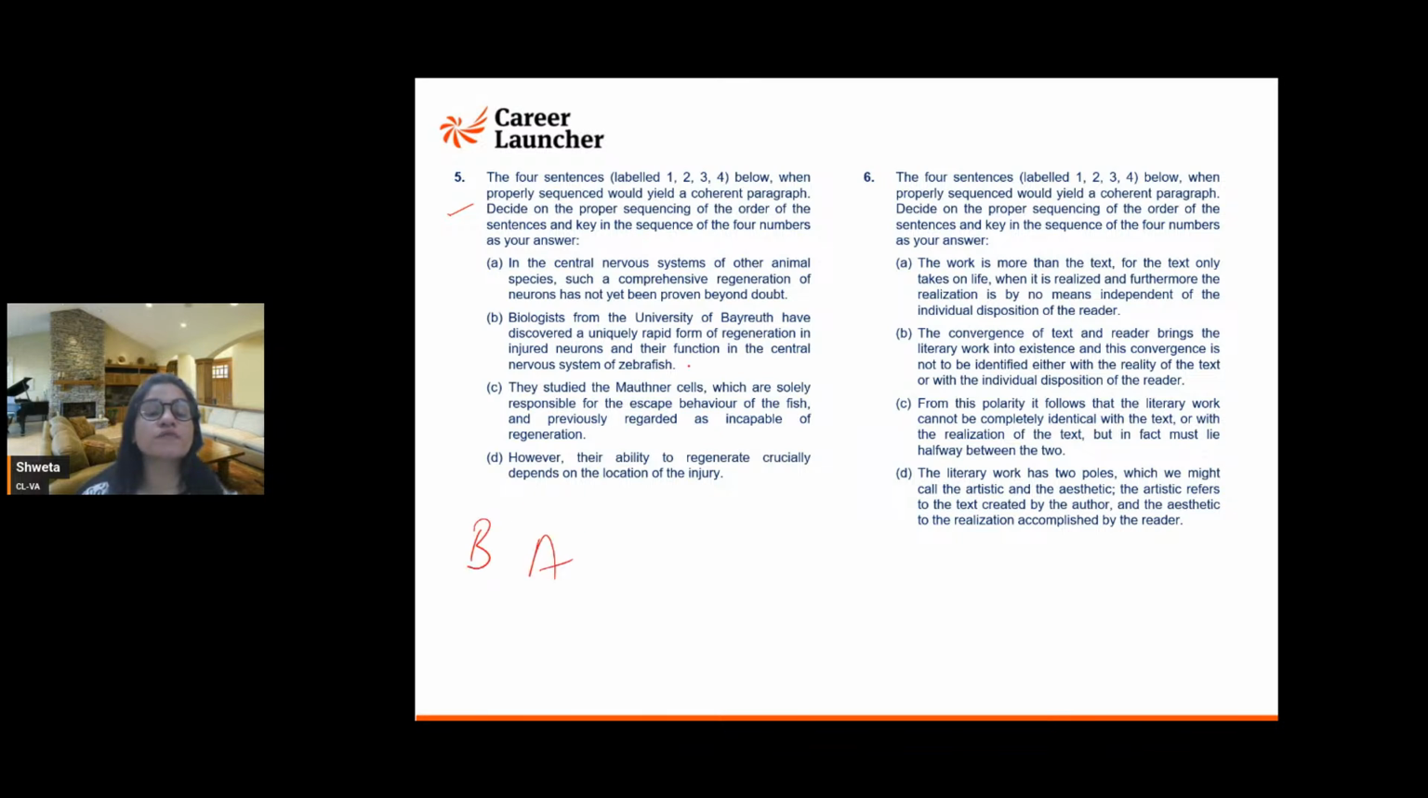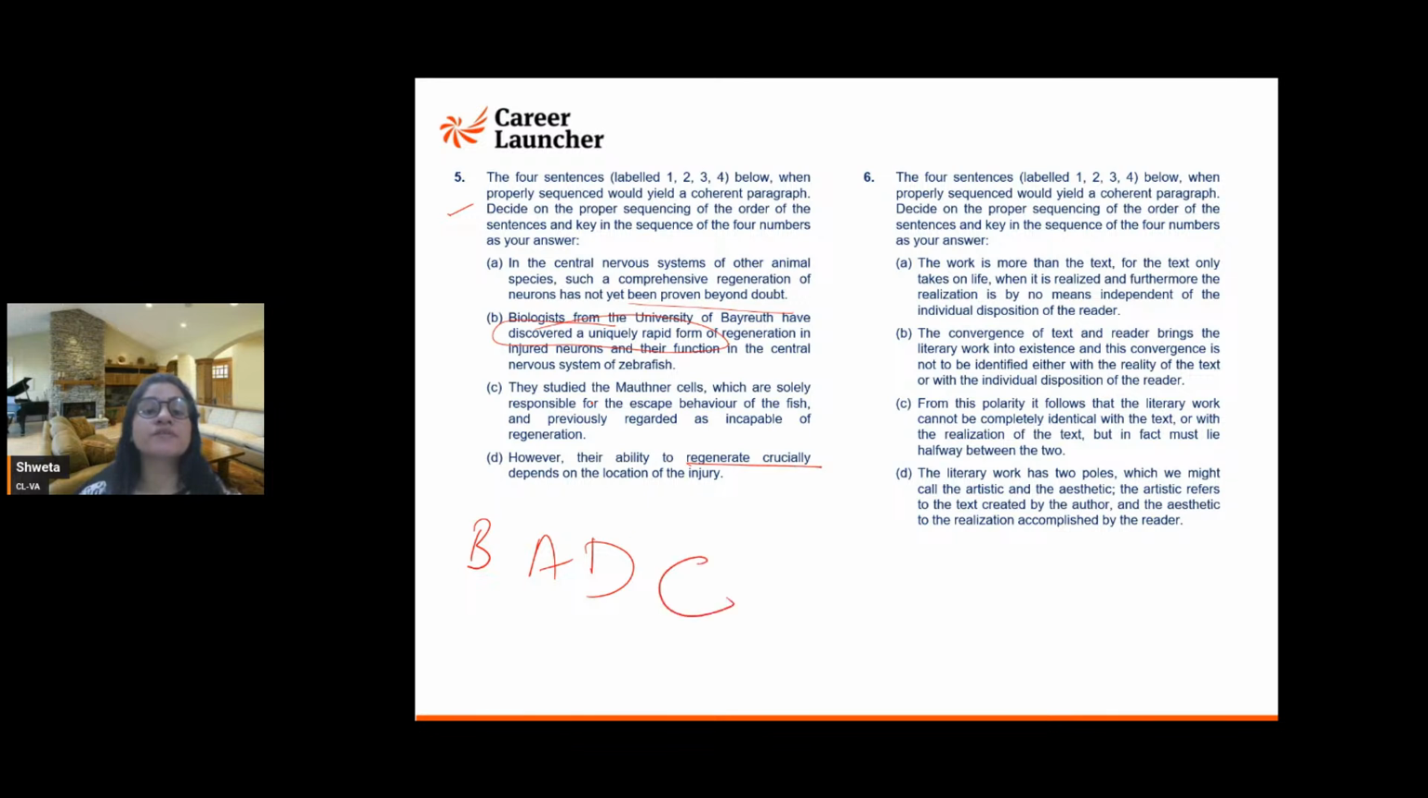Biologists from the University of Beirut discovered a uniquely rapid form of regeneration. This kind of introduces that discovery. Then A says in the central nervous system of other animal species, such as comprehensive regeneration of neuron, has not been proven beyond doubt. Right. Then you have C, or maybe you could have D. However, their ability to regenerate. Since we're talking about regeneration here in A, it gets connected to D.